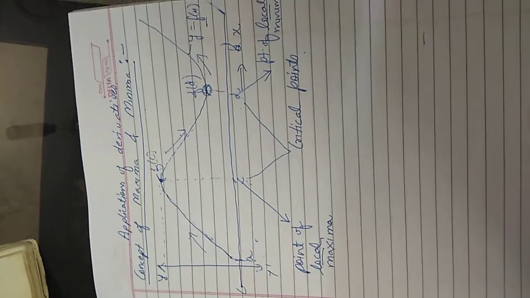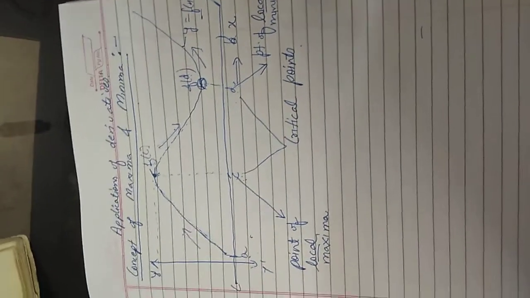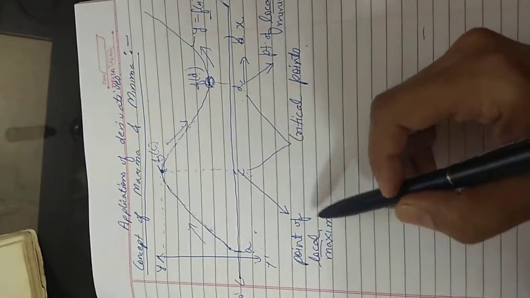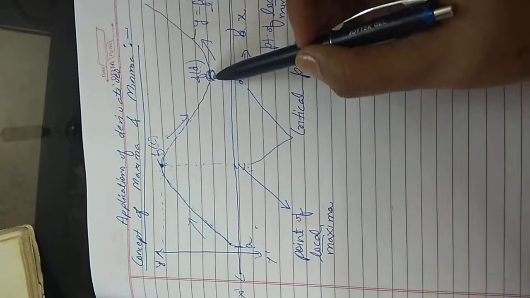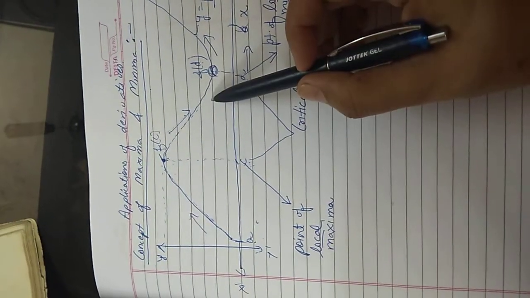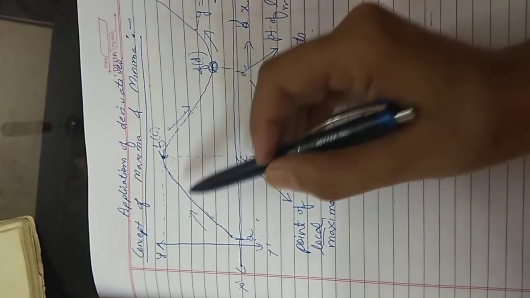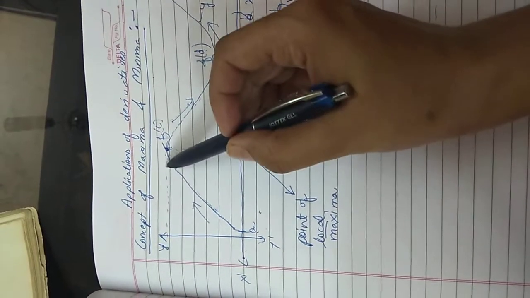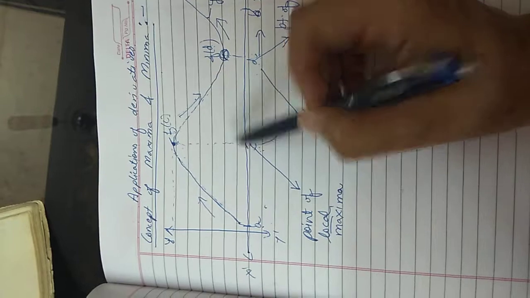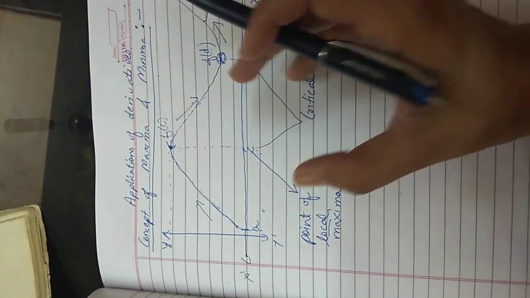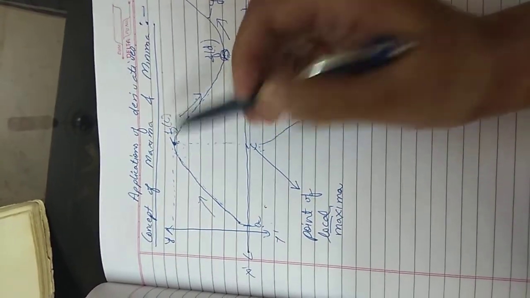And as I shift my interval, the peaks and the valleys will be different, and so on, right? So that is why it is maximum in its local neighborhood. This is the minimum value in its local neighborhood, right? Local neighborhood means when I take a few points to the left and a few points to the right of this point, in that local neighborhood, this is the point of local maximum.